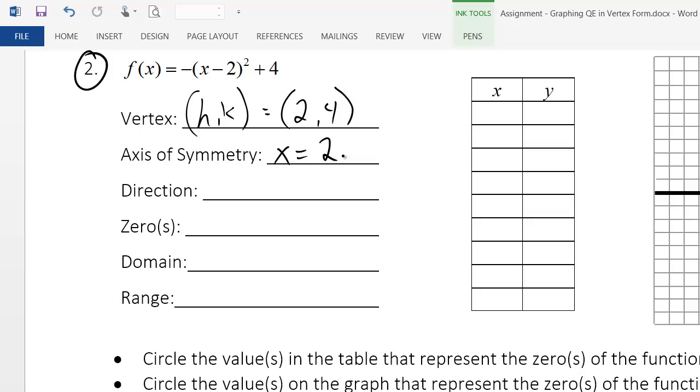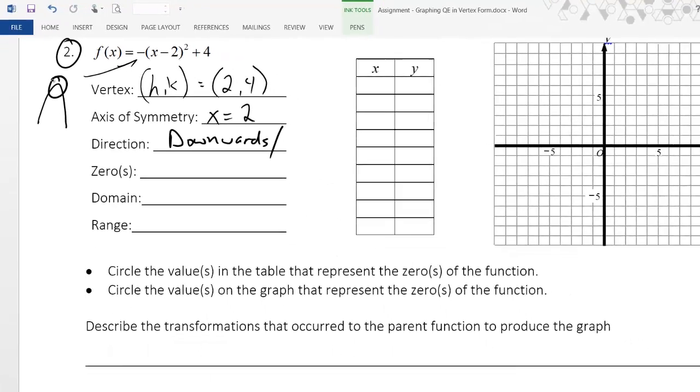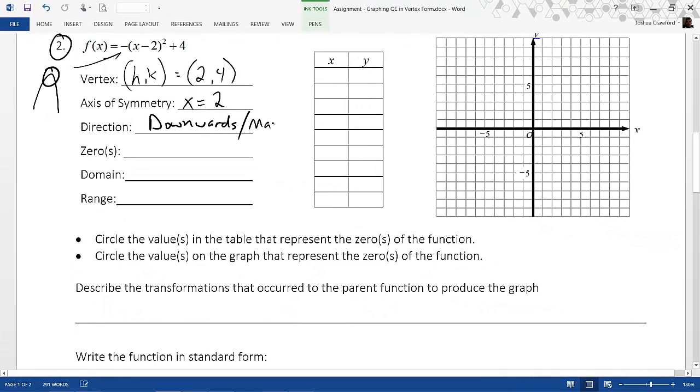Now direction is going to be which way does the graph open? Does it open up or open down? Since we have a negative function, the negative here, that means it opens down, so the direction will be downwards. If I asked you if it was a maximum or a minimum, you would say it was a maximum because your vertex is going to be the maximum point on your curve. So if it's a negative function, it opens downwards and it's a maximum.